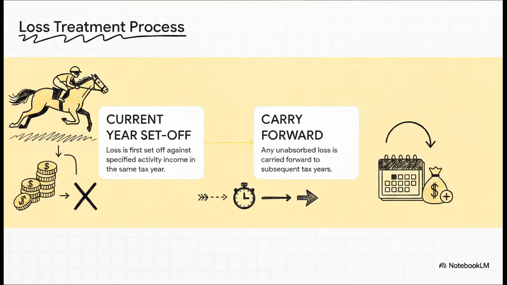So the process for handling the loss is a clear two-step sequence. Step 1, in the current year, you take the loss and set it off against any income you might have made from the same activity, let's say from stake money. Step 2, if the loss is bigger than the income and some of it is left over, that unabsorbed loss then gets carried forward to future years.